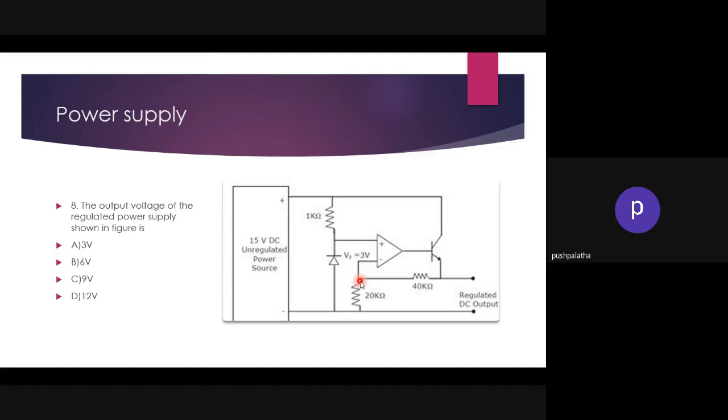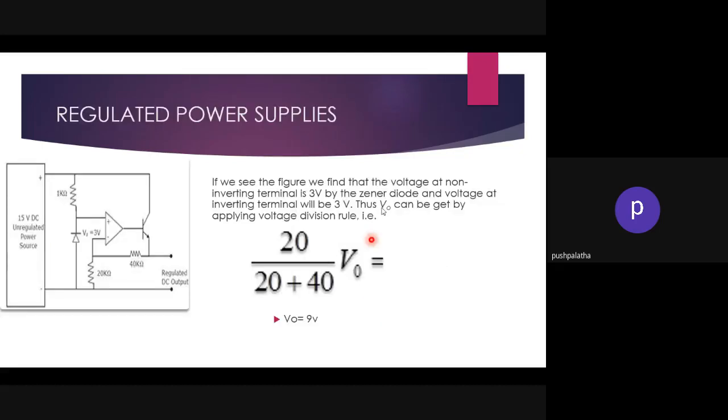So here this voltage will divide across two resistances, 40 kilo ohm and 20 kilo ohm. If we see the figure, the voltage at the non-inverting terminal is 3 volt by the Zener diode, and the voltage at the inverting terminal will be 3 volt. Thus, V naught can be found by applying the voltage division rule. So you need to find V naught.